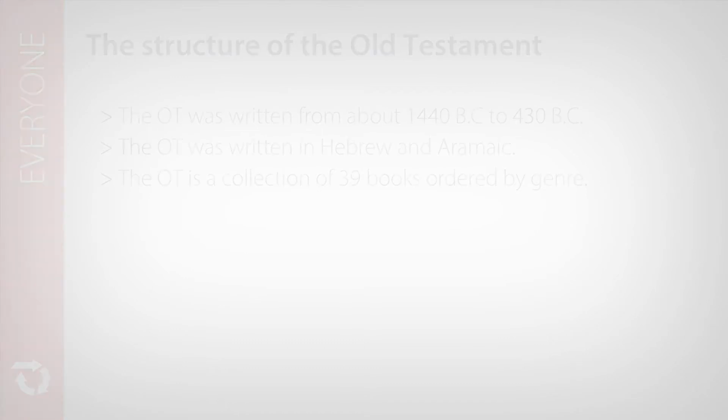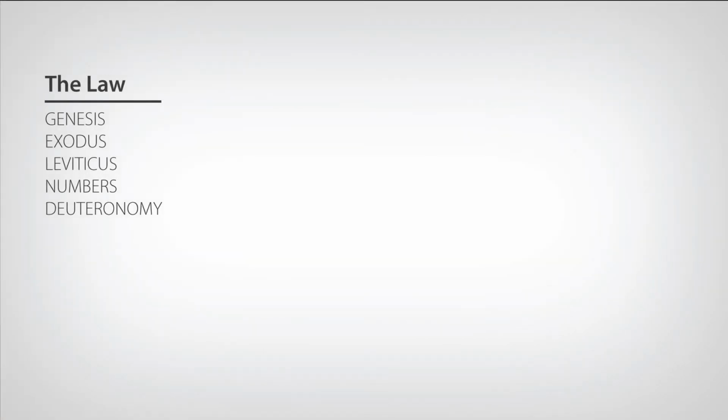The first section is called the Law. It includes the books of Genesis through Deuteronomy. Another name for this section is the Pentateuch, which is the first 5 books. While this section is called the Law, these books certainly aren't just a collection of laws. They tell the history of God's people from the very beginning, starting in Genesis 1:1, and goes all the way up to the people's entrance into the Promised Land.